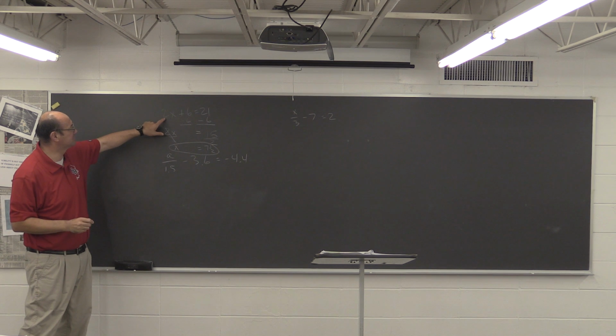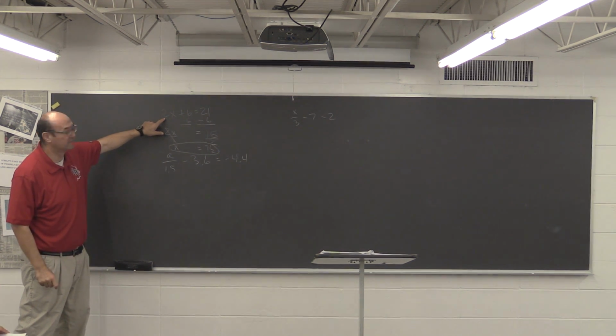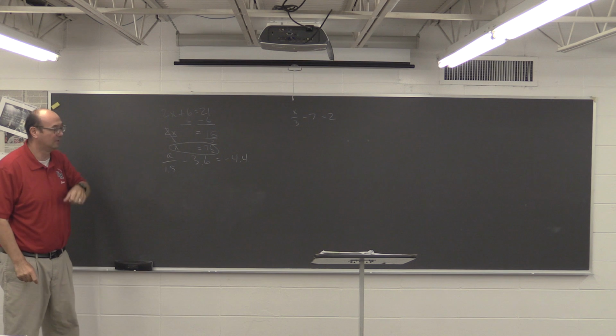So 7 1/2 times 2 is 15. And if we add 6 and 15, we get 21, all right? We get 21, so we're good.